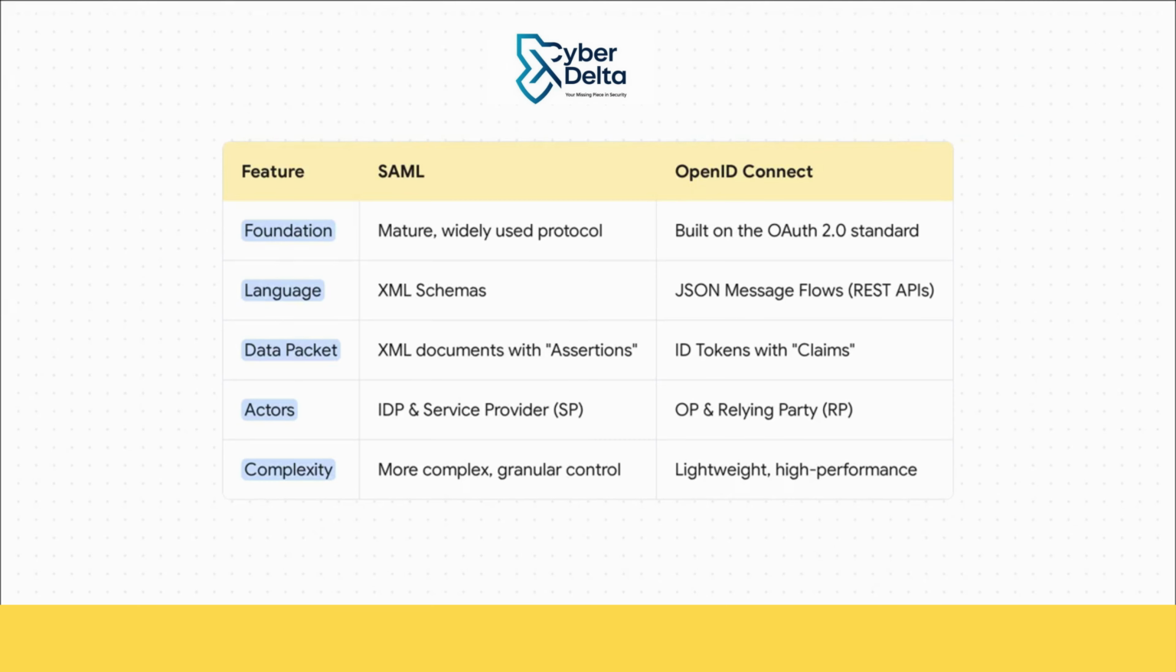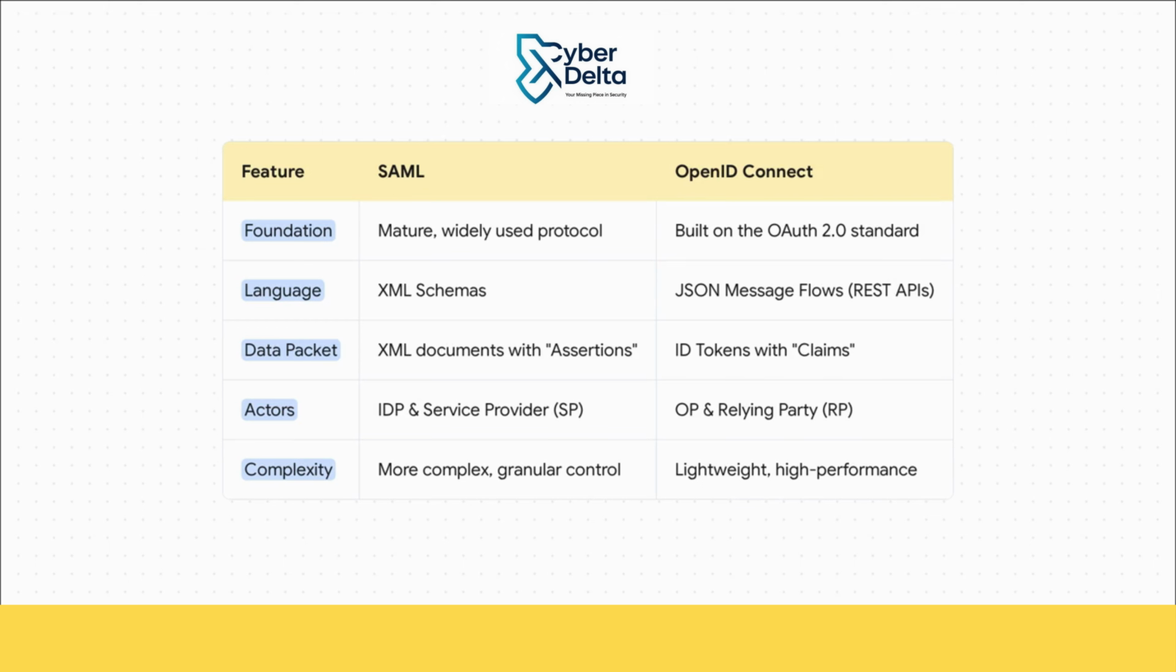Okay, let's look at their technical DNA. SAML is the established player here. It's been around for a while, and its language, XML, kind of reflects that. It's very structured, very detailed. It sends these big data packets called assertions. This gives you a ton of granular control, but it also makes it a bit heavier and more complex to set up.